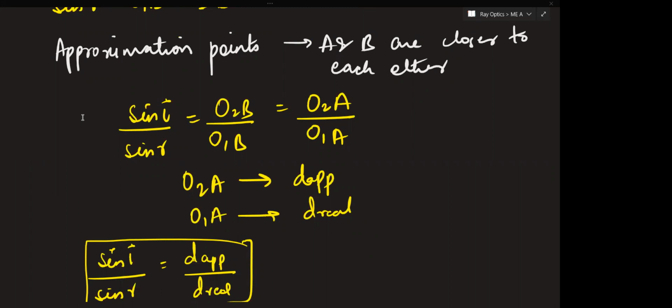Is there any case where real depth and apparent depth are equal? Real depth and apparent depth will be equal when both media have approximately equal refractive index. So there, the angle of refraction will almost be equal to the angle of incidence. The refractive index of both materials should be very close to each other for both of them to be seen at the same depth.